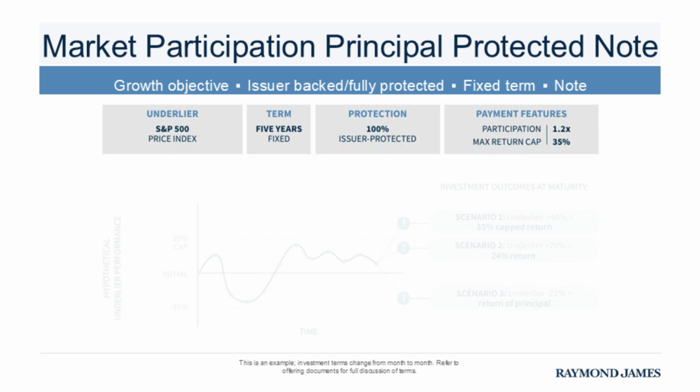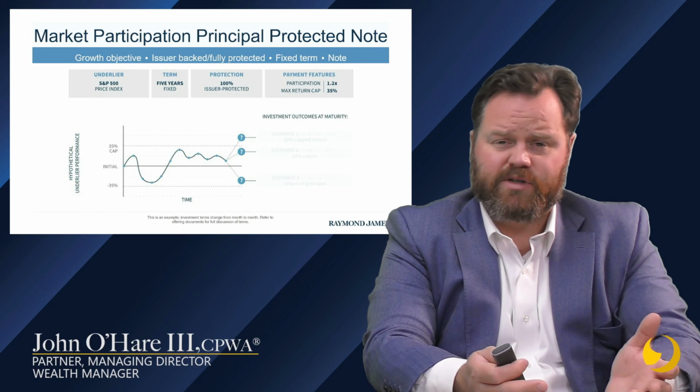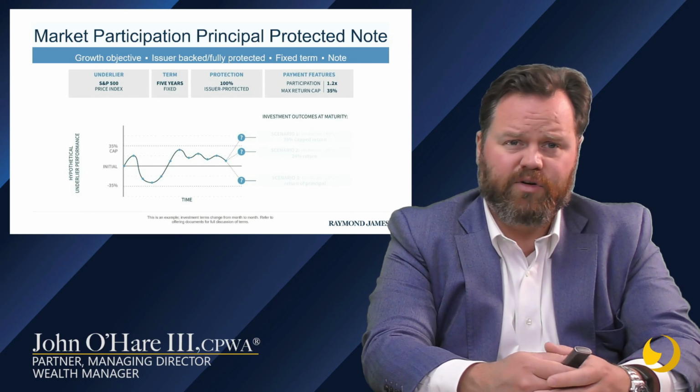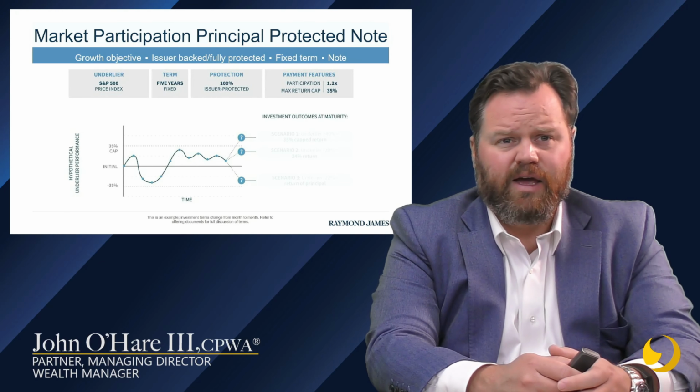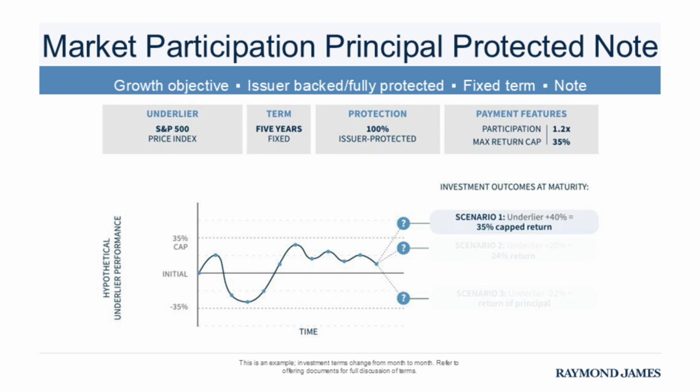So it caps the overall return. And why would it cap the overall return? Well, it's promising not to let us lose money over that time period. So there is a cap to the upside. From here, there are only really 3 things that are going to happen. One, the market's going to do great and we're going to be up 40% on the S&P 500; this note will cap out at 35%.